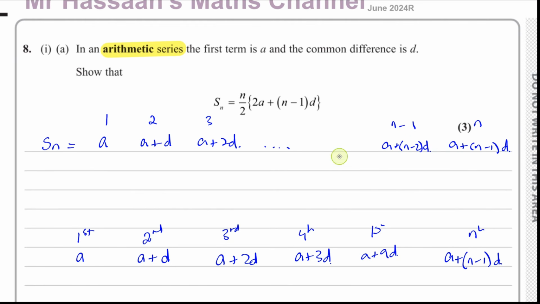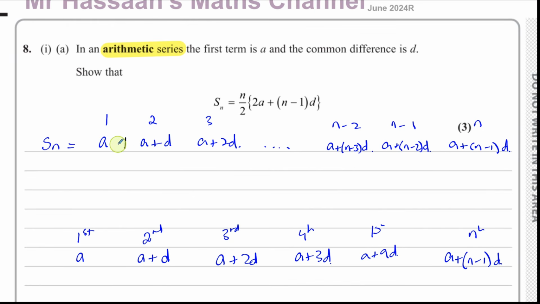That's the n minus 1 term. And the n minus 2 term, the two terms before the end, is going to be a plus n minus 1 minus another 1, which is n minus 3 times d. Okay. Now, I'm just going to change the color of this for a second.